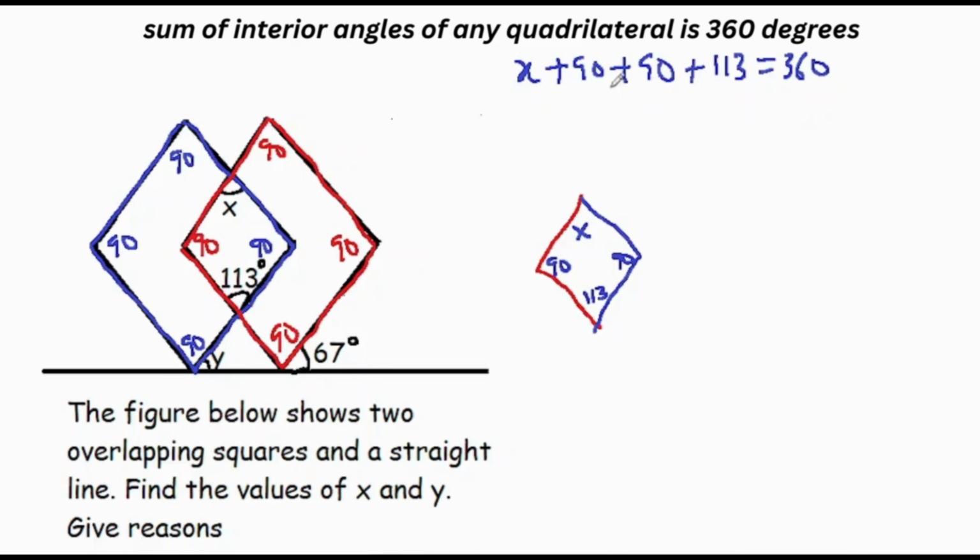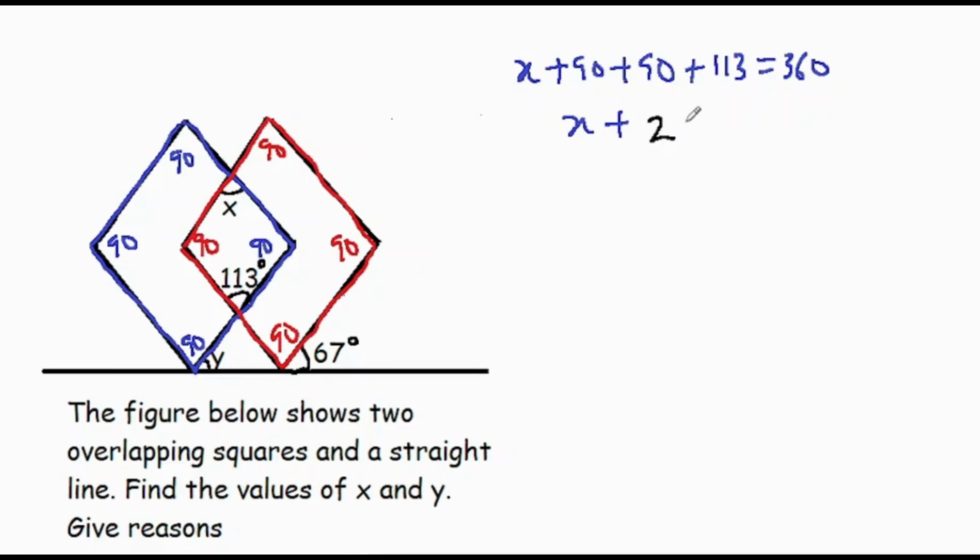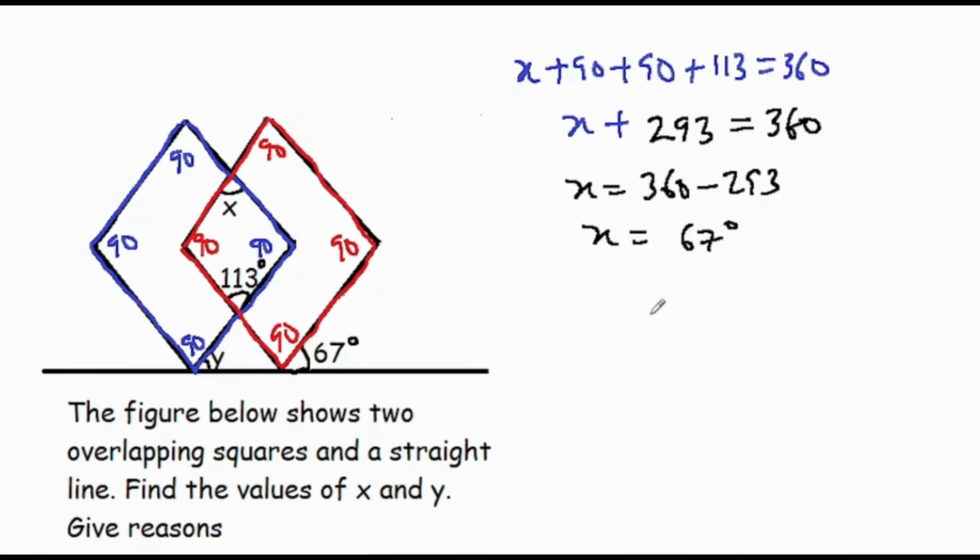Now we're going to sum up everything. x plus 293, that is 90 plus 90 plus 113, which equals 293, equals 360. So make x the subject of the formula: 360 minus 293. So x is equal to 67 degrees. That's our x.